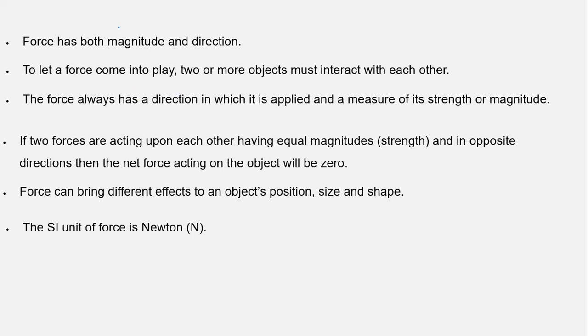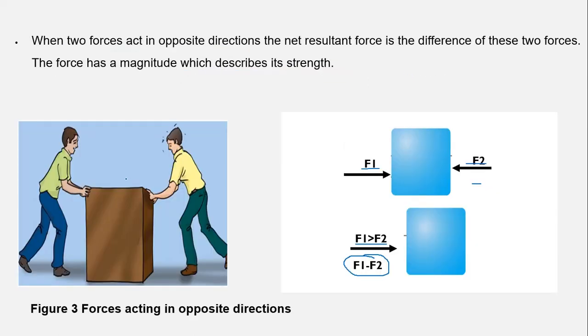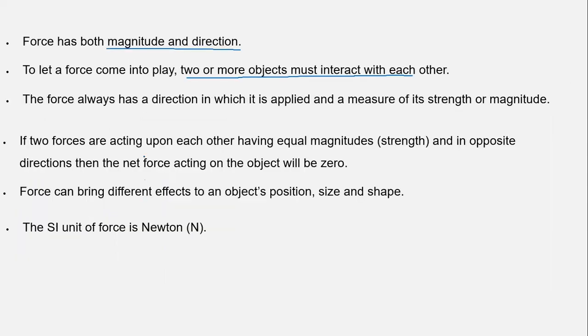So force has both magnitude and direction, and force can come into play only when two or more objects interact with each other. Here the box and the person are in contact with each other. Because of the interaction between the box and the person, the object is moving. So force can come into play only when two or more objects interact.